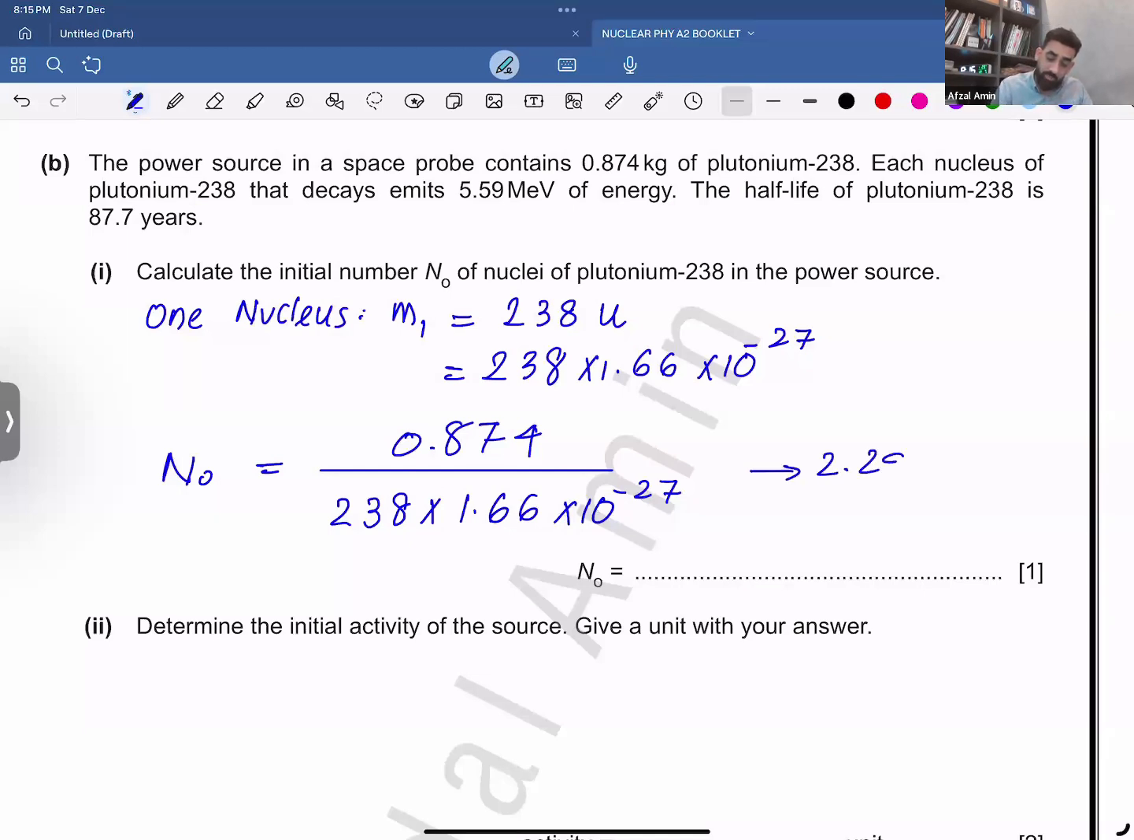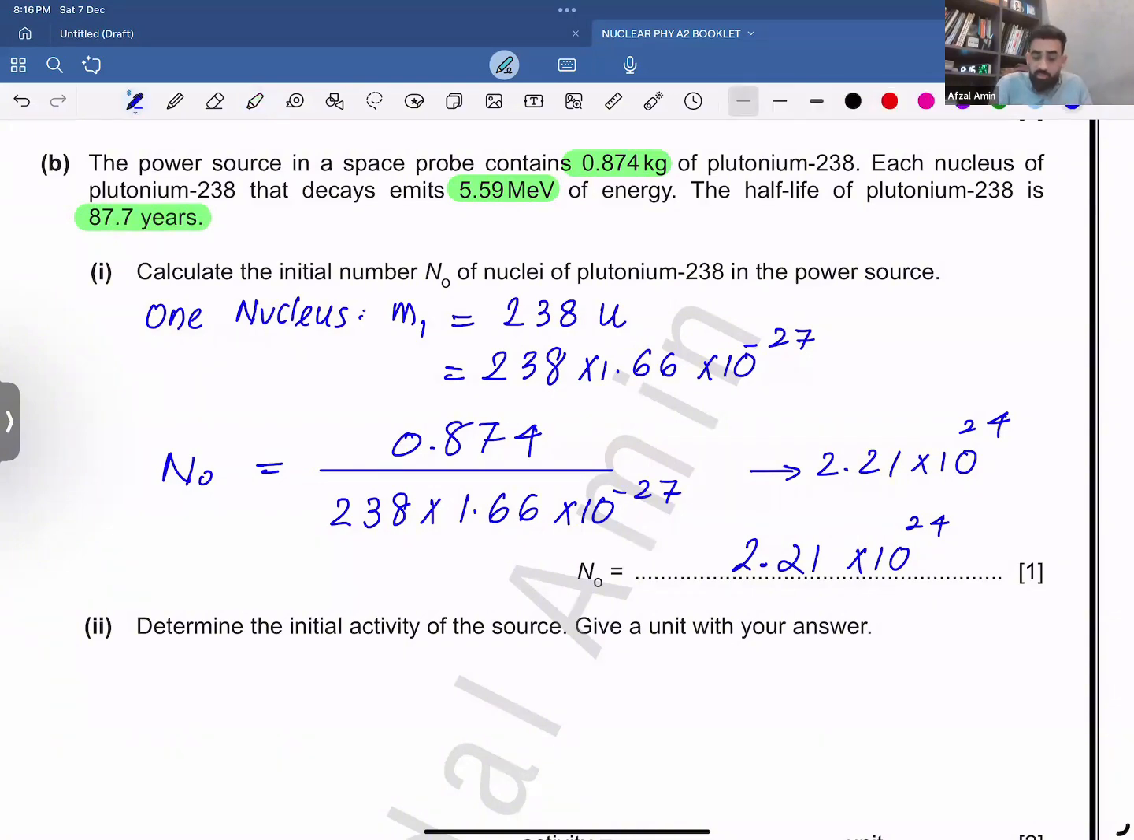2.29 × 10^25, 2.21 × 10^25, 2.2 × 10^25. Since the given figures are all 3 significant figures, the answer should be kept at 3 significant figures. If you round to 2, you will lose the mark. Why? All the data values are 3 significant figures, so your answer should also be 3. Two you will not write in this case.